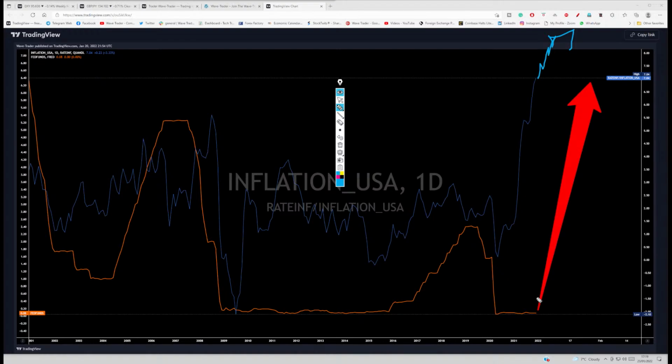So they have trapped themselves in the box. If they are not going to act, inflation is going to keep pushing higher, and if they act too aggressively, that can send shock waves through the stock market. That's going to be a disaster. So we may see a recession very soon.